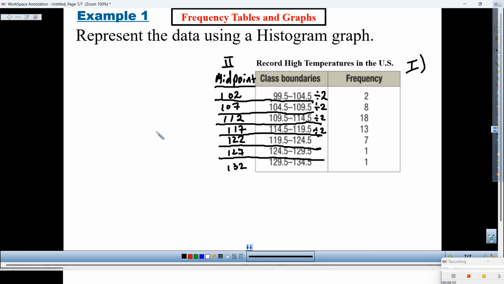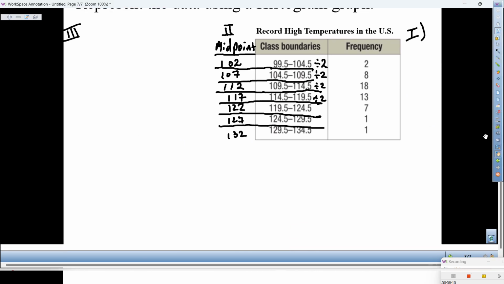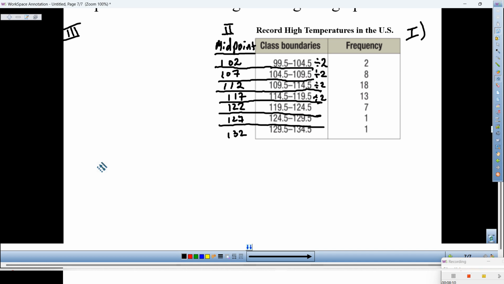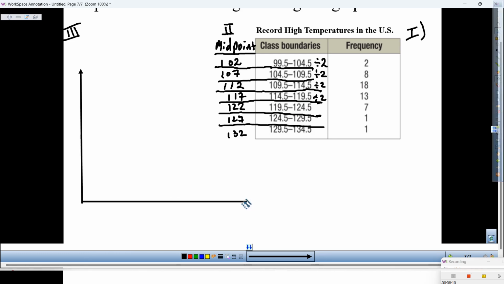All right, step 3, way over here. Let's make our graph. Here you go. Nice and straight like mine. Nice. There it is. This is our temperatures. This is our frequency. So let's start with temperatures. What's the lowest temperature that we have there for highest temperatures according to this register for the 50 states? What is the lowest temperature?